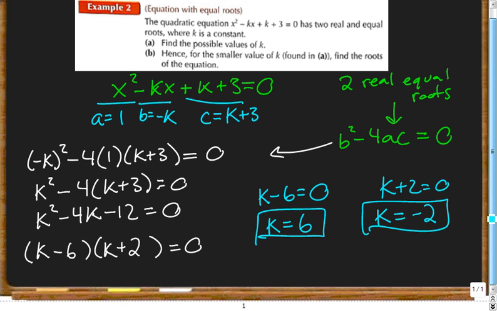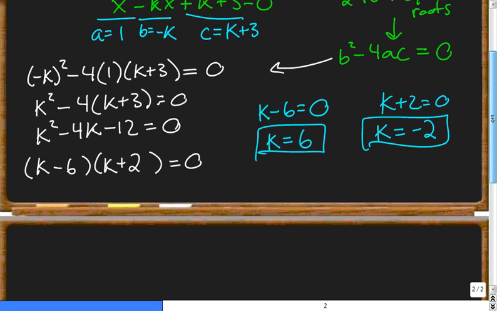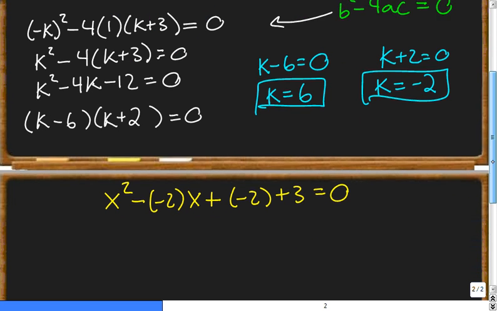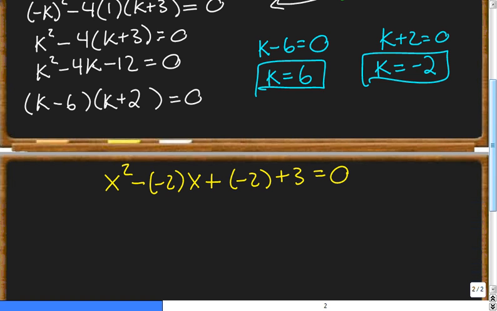Very interesting. So what we're going to do is, so k is negative 2. So what that means is our equation would be x squared minus negative 2 times x plus negative 2 plus 3, and that equals 0. Well, we want to go ahead and simplify this because we're trying to find what the roots are. We want to know exactly what they are. So we're going to get x squared, this will be plus 2x, and then a negative 2 plus 3 is going to be a positive 1. And that will equal 0.